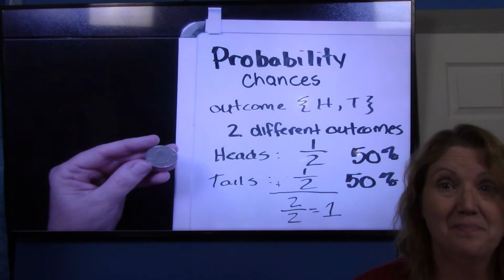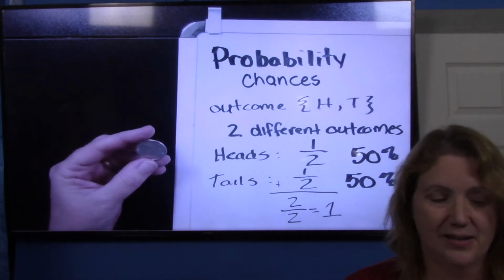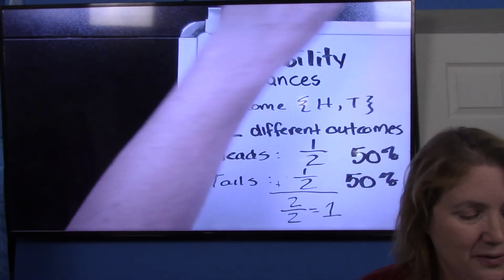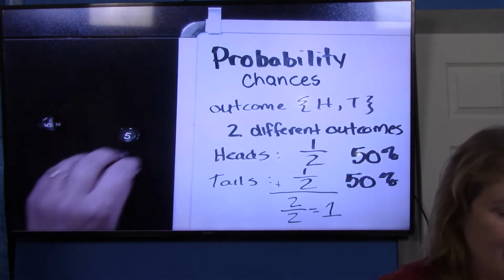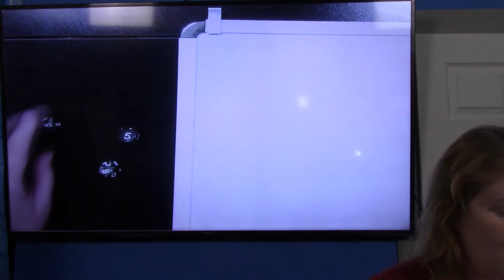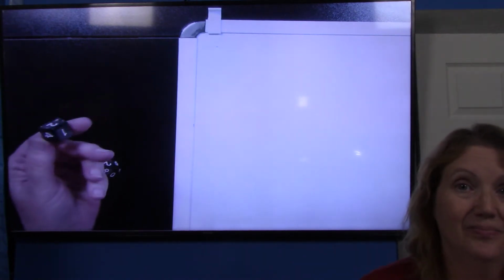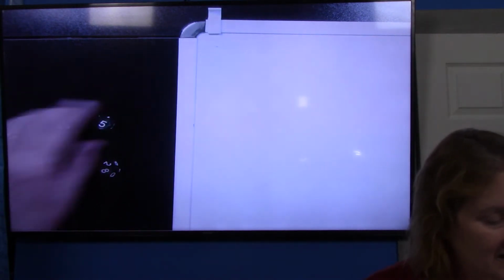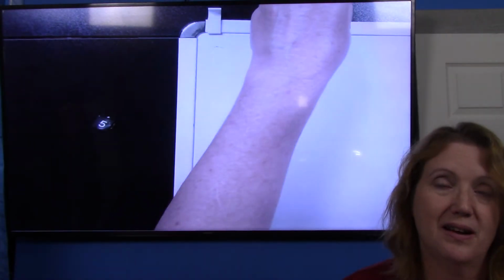Not so bad, right? Well, let's try it with some dice. I happen to have some different dice here. The one that usually people are used to looking at would be your 6-sided die. Okay, so I have a 6-sided die. I'm going to move the other 2 aside for now.